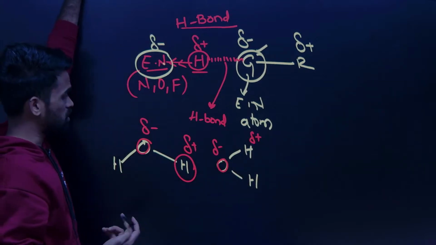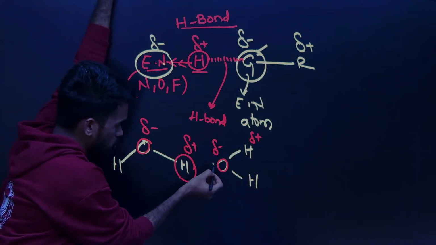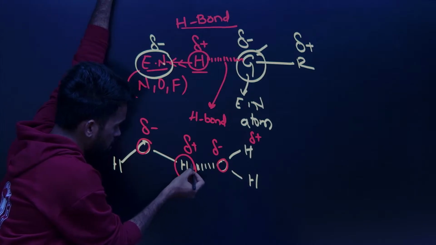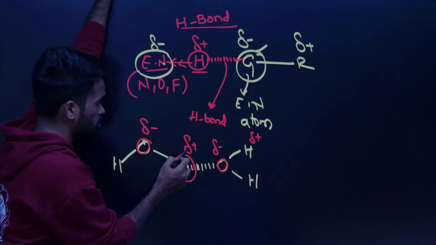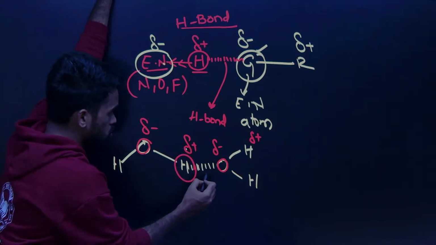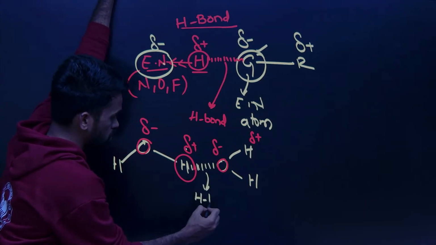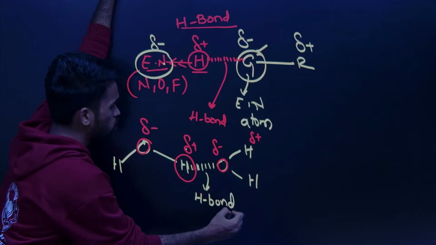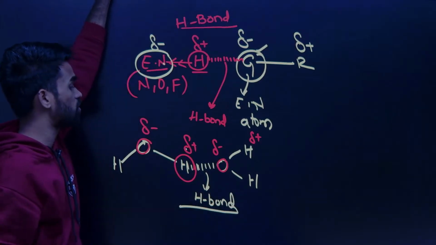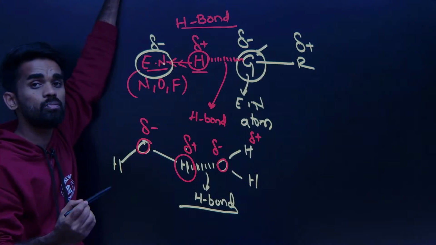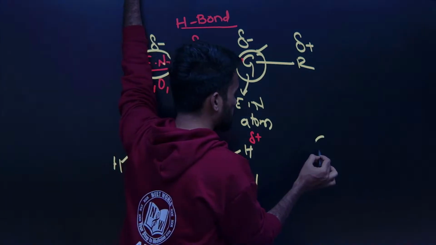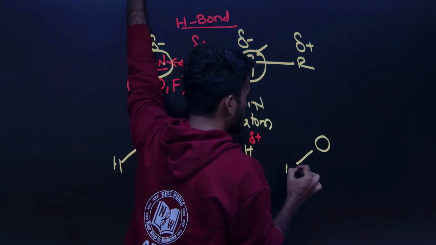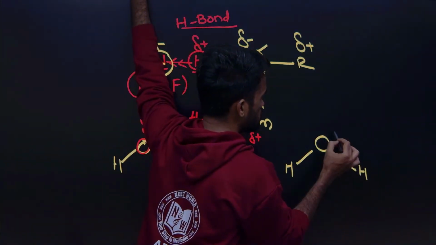So due to this reason, between this electronegative atom and this hydrogen atom, there will be an electrostatic force of attraction, because both are oppositely charged. So this results in the formation of a hydrogen bond. Now my question: a water molecule can form a maximum of how many hydrogen bonds? This is a previous year question. A water molecule can form a maximum of how many hydrogen bonds?